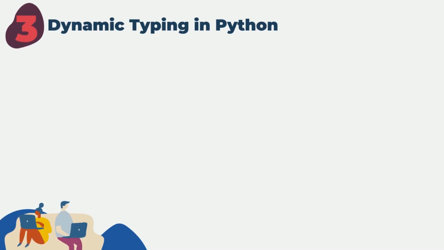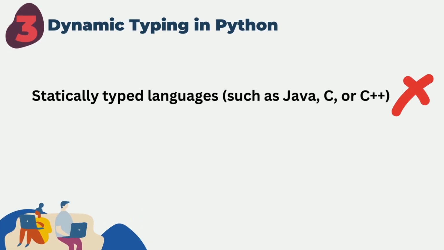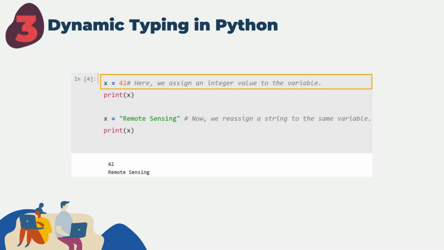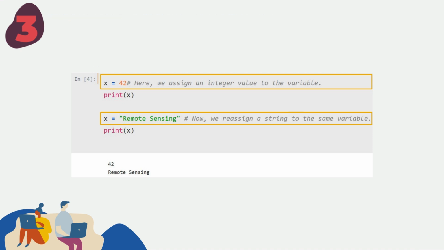Unlike statically typed languages that require declaring variable types explicitly, Python allows more flexibility. Let me break it down for you. Python dynamically adapts the variable type. Initially, x is an integer that smoothly transforms into a string. This dynamic nature enhances adaptability but demands attention to ensure the variable is used appropriately throughout your code.